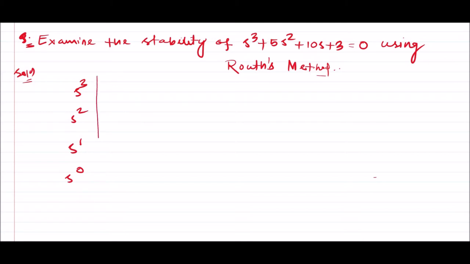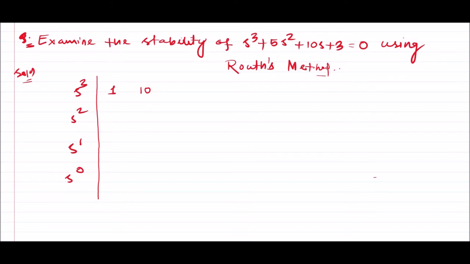Now we will arrange the coefficients in this Routh's array. The coefficient of s^3 is 1, so I'll write 1 here. Next we see the coefficient of s^1, because we have to put the coefficients of odd powers only in this row, since it starts from the odd power. The next odd power is s^1 and the coefficient is 10. After that I don't have any other odd power of s, so we stop here.